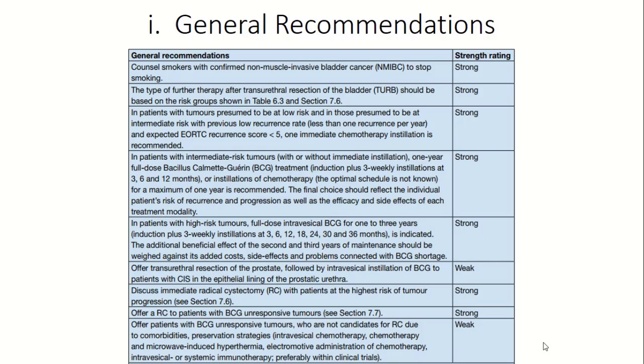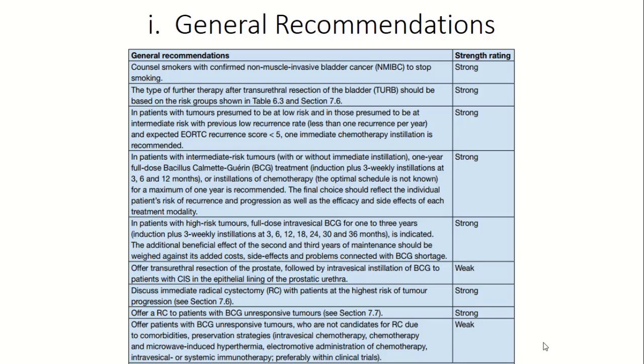In patients with intermediate risk tumor, with or without immediate instillation, 1 year full dose of BCG treatment, induction plus 3 weekly instillations at 3, 6 and 12 months, or instillation of chemotherapy. The optimal schedule is not known and we will discuss it in coming slides. A maximum of 1 year is recommended. The final choice should reflect the individual patient's risk of recurrence and progression as well as the efficacy and side effects of each treatment modality.